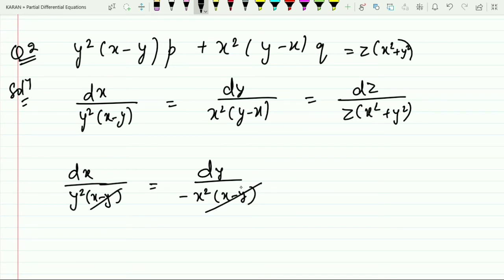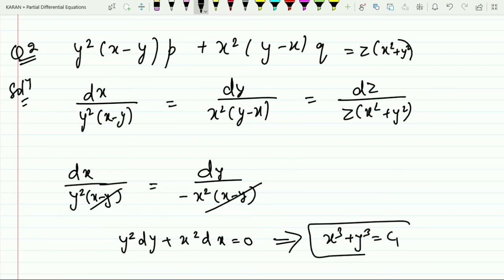And what it will be equal to? Separate the variables and integrate it. So this will be y square dy plus x square dx equals 0. And what is the solution for this equation? All of us know this is nothing but x cube plus y cube equals c1. Mark this as equation number 1.